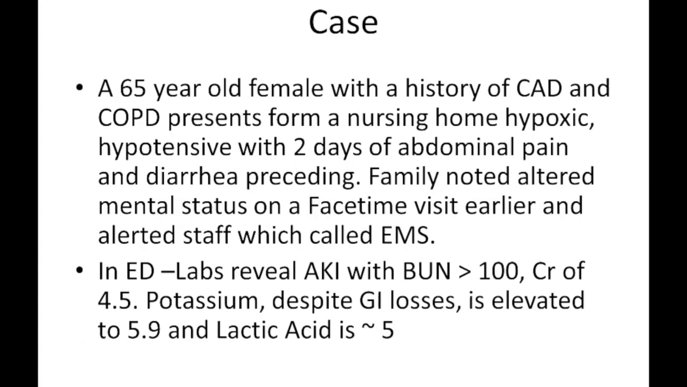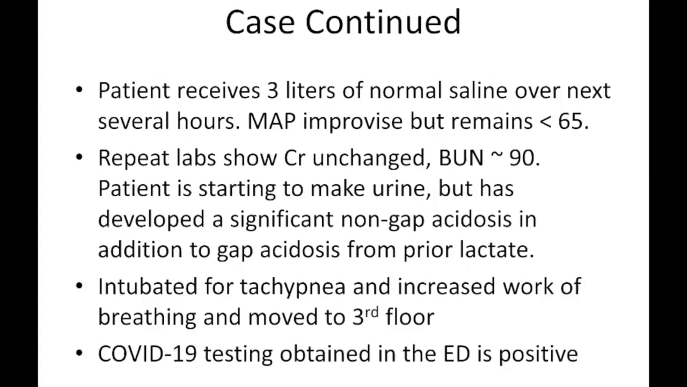In the emergency department, patient presents with AKI, a BUN of greater than 100, a creatinine greater than 4. The potassium, despite GI losses, is elevated, and lactic acid is approximately 5. And so we'll come back here and see that the patient is going to be admitted typically to the ICU service. The patient receives 3 liters of normal saline. The MAP improves, but the patient remains still hypotensive. The creatinine hasn't changed much, but the BUN has been diluted down to 90.